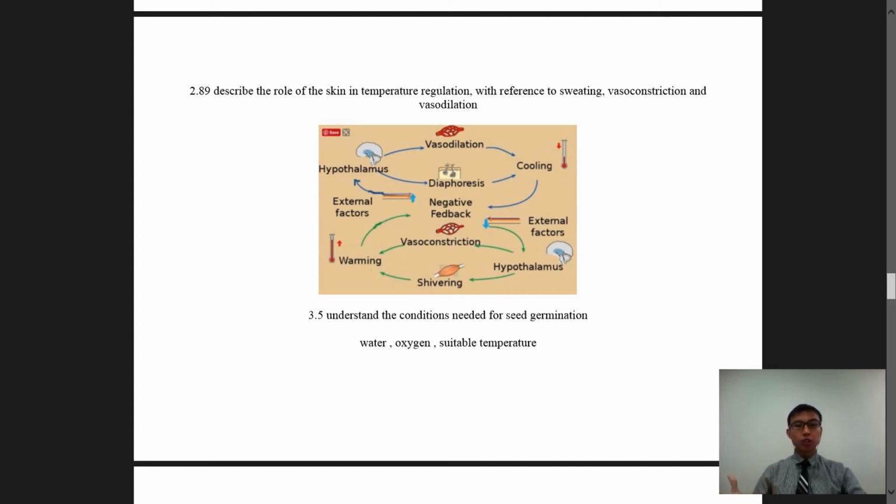Now, EC3 marker. So, conditions for seed germination: water, oxygen, and a suitable temperature. Water to rehydrate the seed tissues, oxygen for aerobic respiration, because anaerobic respiration is not suitable, as it could produce ethanol, and the ethanol is going to reach toxic levels inside the seed. At the same time, a suitable temperature is needed because you have enzymes to help the seed germinate and form a new plant.